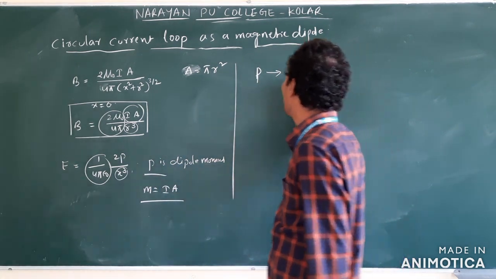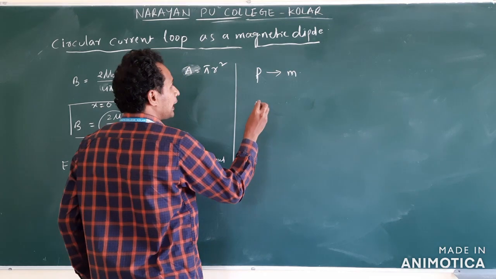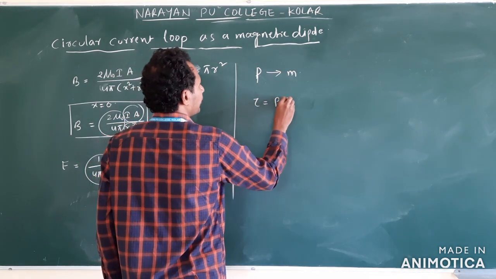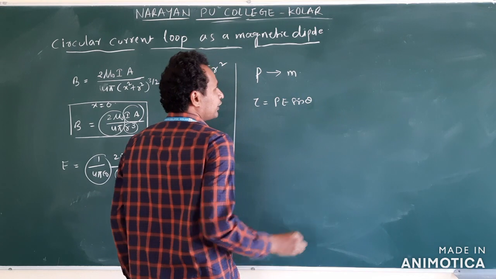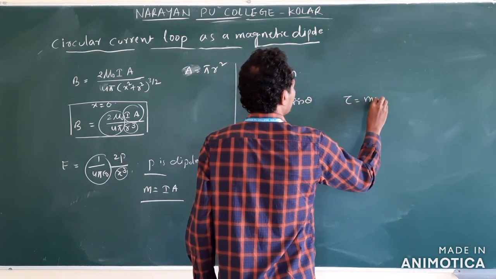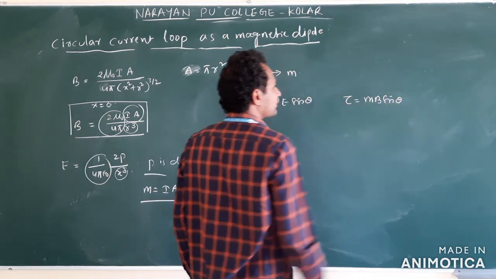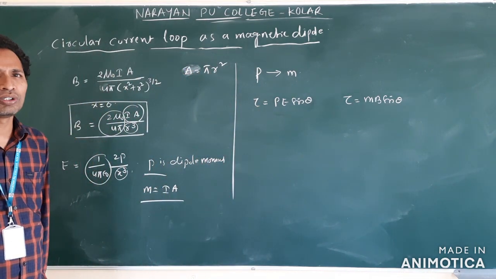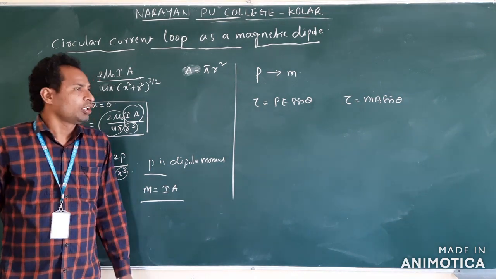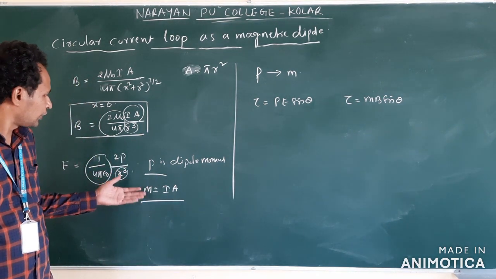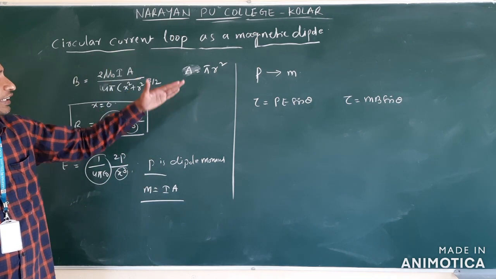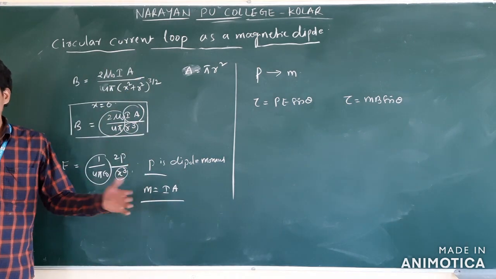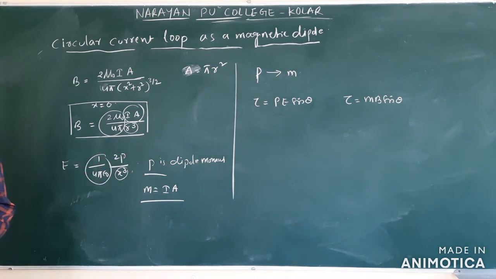See, if you see the equations, torque experienced by the electric dipole, what is that? PE sin theta. What is it in a magnetic field? Tau is equal to MB sin theta. Clear? See, these two are similar. Don't confuse. That's all. This is how the current loop acts like a magnetic dipole. We have seen. You can see the comparative equations in the textbook, on page numbers 160 and 161. Clear?